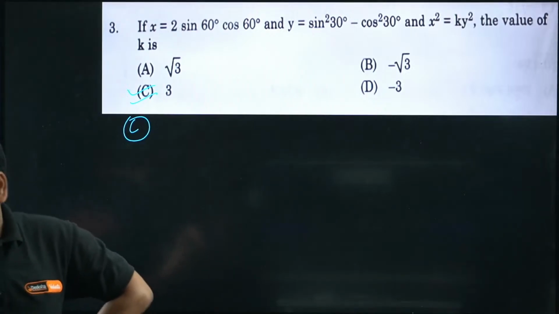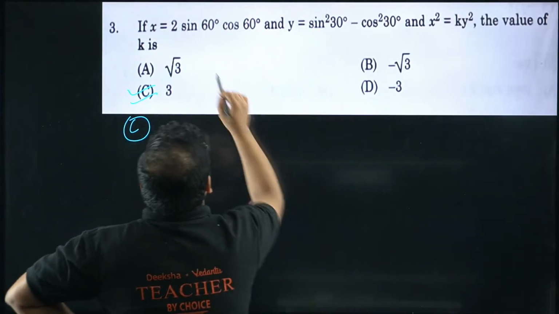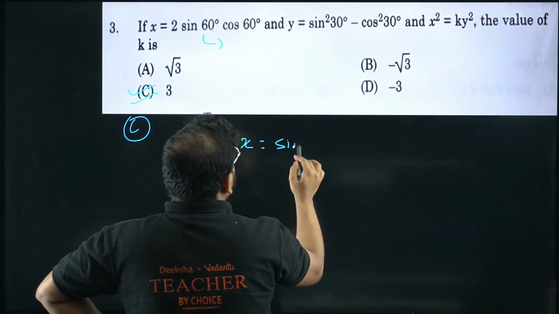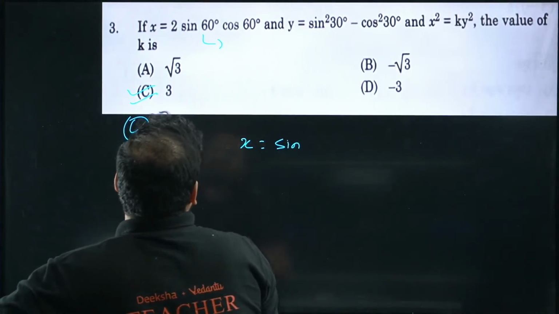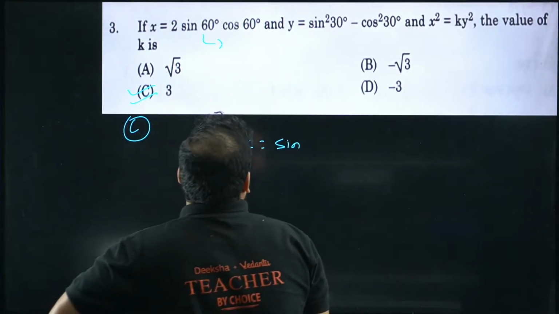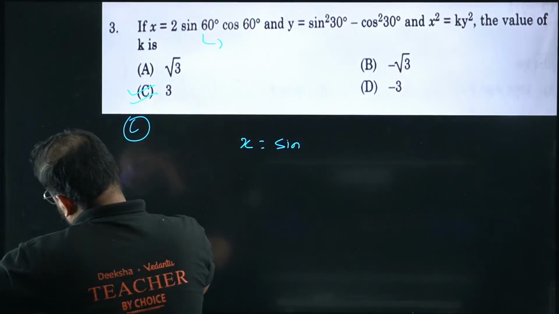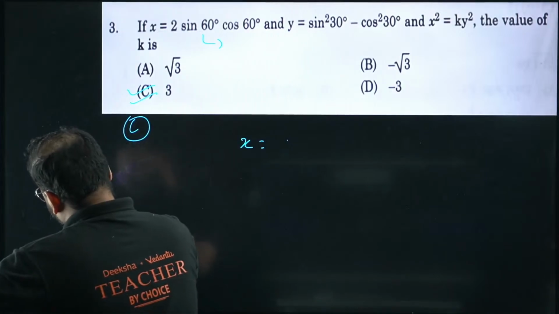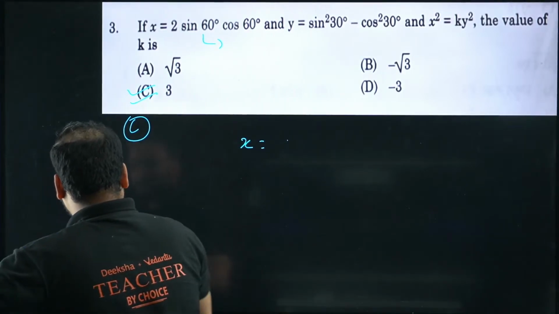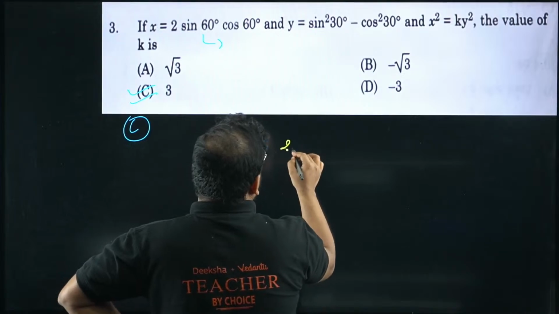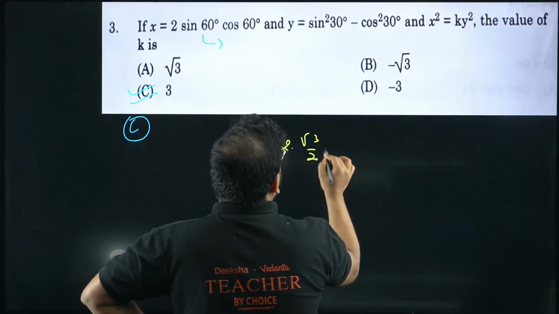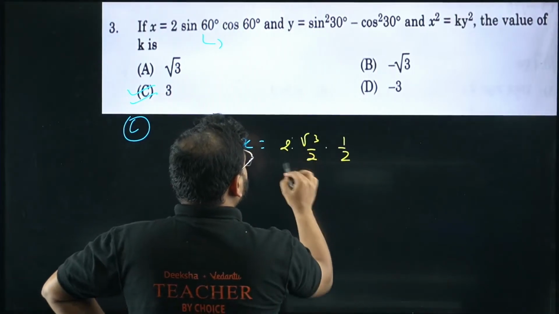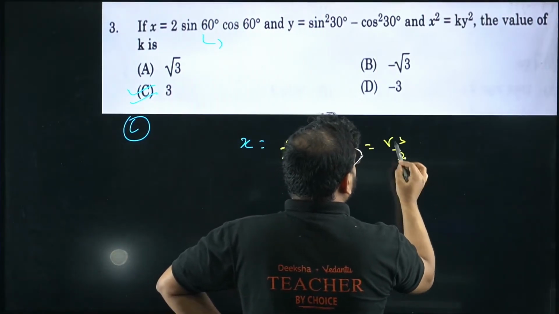Have a look, how do you solve it? From here, you are going to get x equals 2 times sin 60 cos 60. If you want, you can solve it like this. Now you can put the values here, sin 60 and cos 60. Special angles you can use. It will become 2 times root 3 by 2 times 1 by 2. So we have this basically as root 3 by 2.